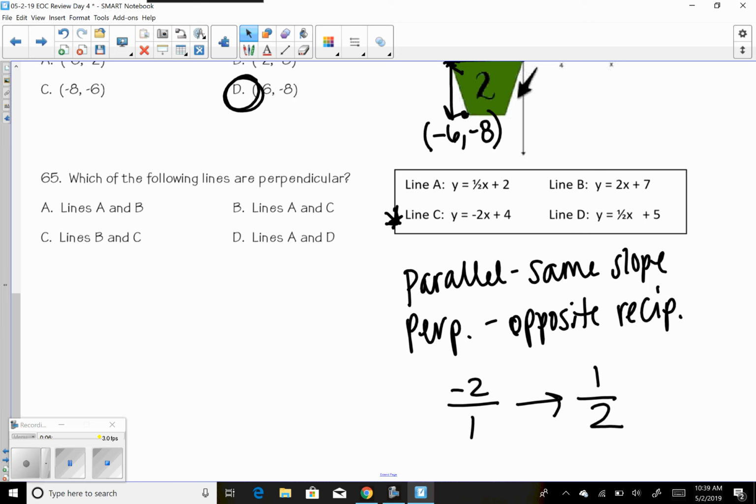So line A and line C. So here and here. The other option to go with C is line B, and that doesn't work, right? Line D is also perpendicular to line C, but that's not an option for us. Okay, so A and C, because D is not an option to go with C. All right, so A and D, those would be parallel.